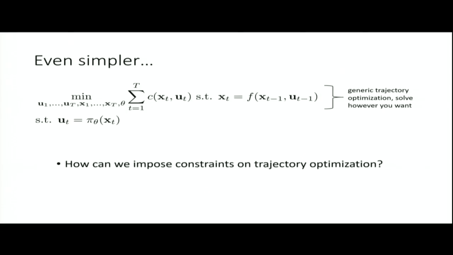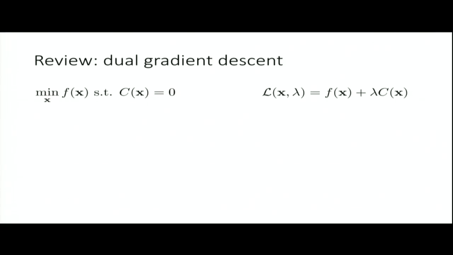OK, so now, of course, what we need to figure out is how can we impose constraints on a trajectory optimization algorithm? If we can solve a constrained trajectory optimization algorithm specifically with this constraint, then we're done. That's the main thing we need. So how can we impose these constraints? And what we're going to do is revisit an idea from Monday, which is dual gradient descent. Dual gradient descent is a pretty convenient way to put a constrained optimization problem into a solver that can solve unconstrained optimization problems.